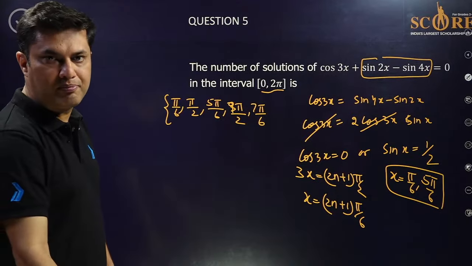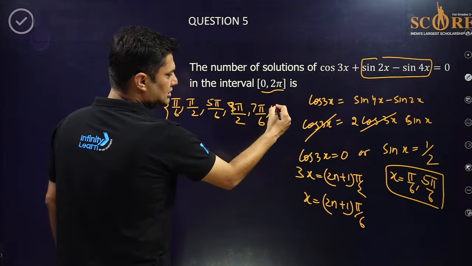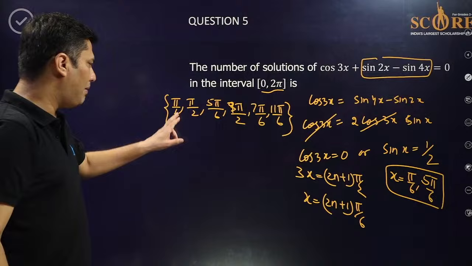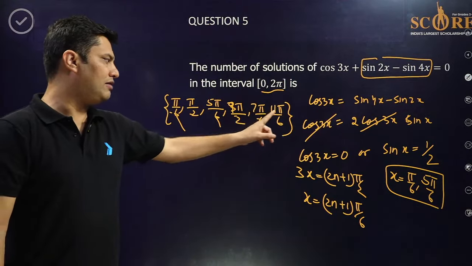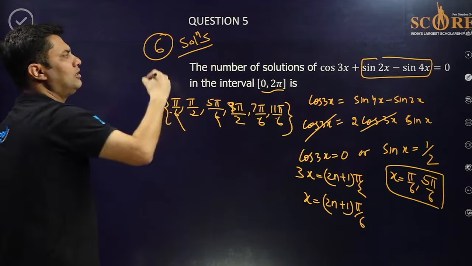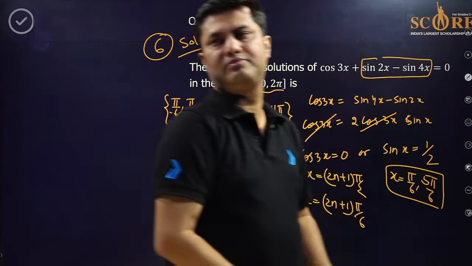9 pi by 6 is 3 pi by 2. And if you put 5, it's 11 pi by 6. That's it. So pi by 6 and 5 pi by 6 are already included. So 1, 2, 3, 4, 5, 6. The total 6 solutions we have. It's a really easy question. Using the general solution, you can easily solve this problem.